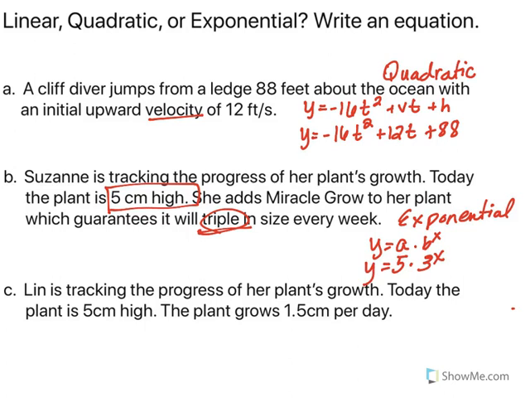When we look at our last one here, we have Linus tracking the progress of her plant's growth. Today her plant is 5 centimeters high, and it grows 1.5 centimeters per day. So this is adding 1.5 centimeters each day. This lets me know that this function is linear. So when I go to write my equation, it's y equals the slope, which is 1.5x, plus 5, my initial value. And so these are the differences in linear, quadratic, and exponential graphs.